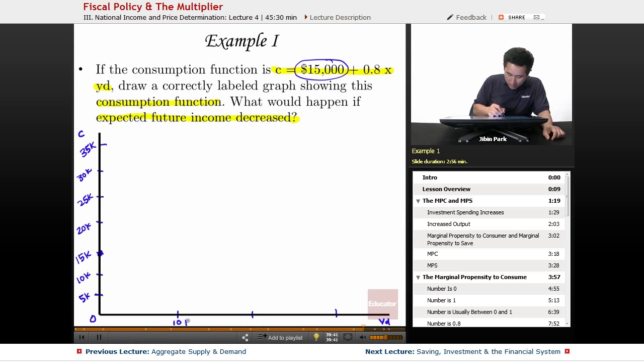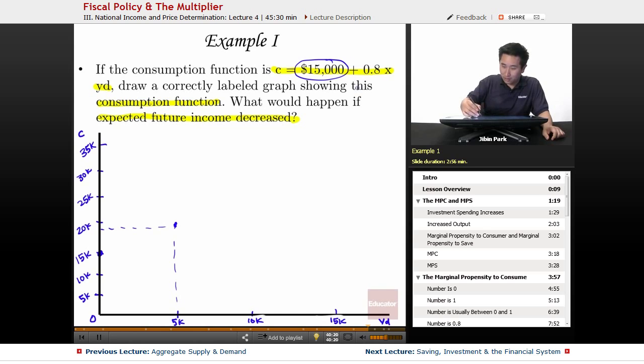So if your income is 10K, 20K, and 30K. Okay, so you might want to use a little more numbers that will actually fit on this graph here. Let's say 5K, 10K, and 15K here. So if you're making $5,000, 80% of $5,000 would be 4,000, so it'd be $19,000, somewhere right here. A little shade under $20,000.